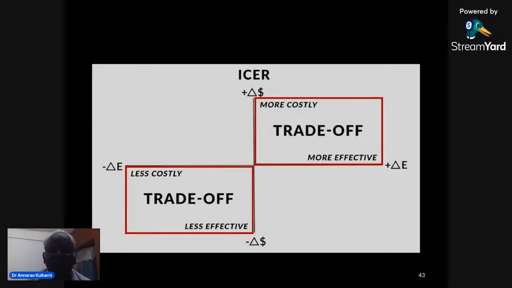This is decided by the patient's ability or willingness to pay. If the person is willing and able to pay, or if it is a government program and the government can afford it and is willing, we go for this particular option. And if the patient is not willing to pay or cannot afford it, and is willing to accept the less effective intervention, we go for this particular intervention.